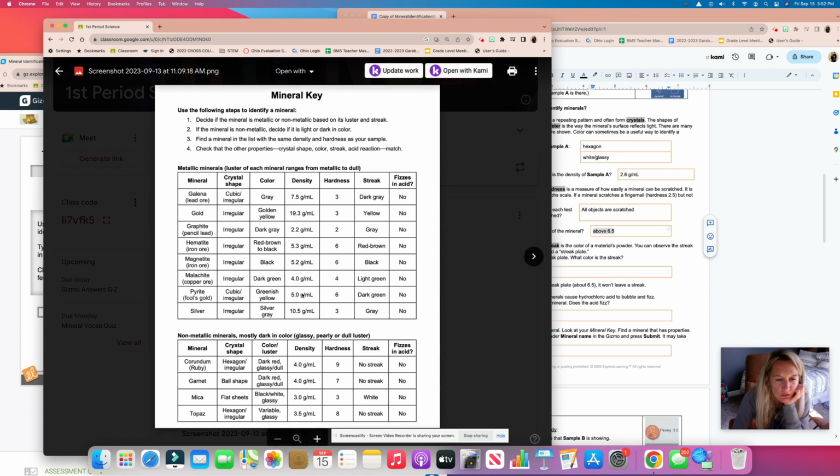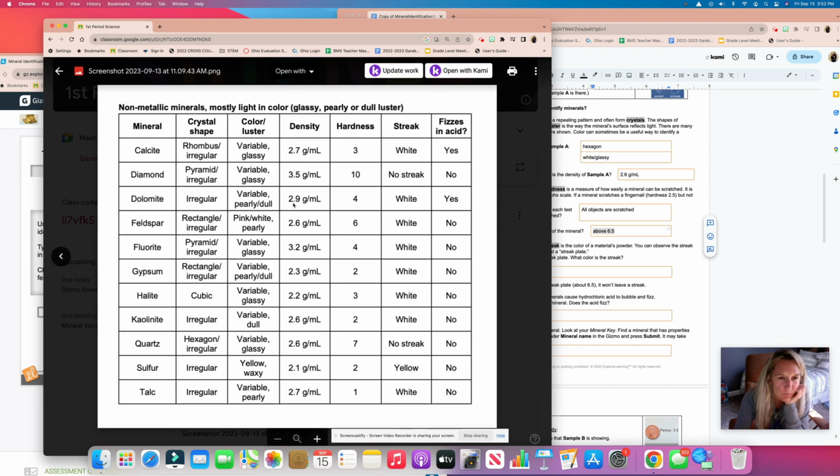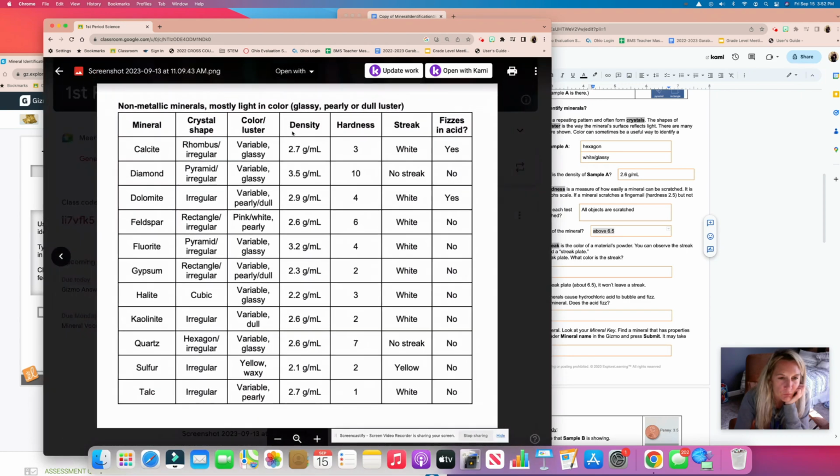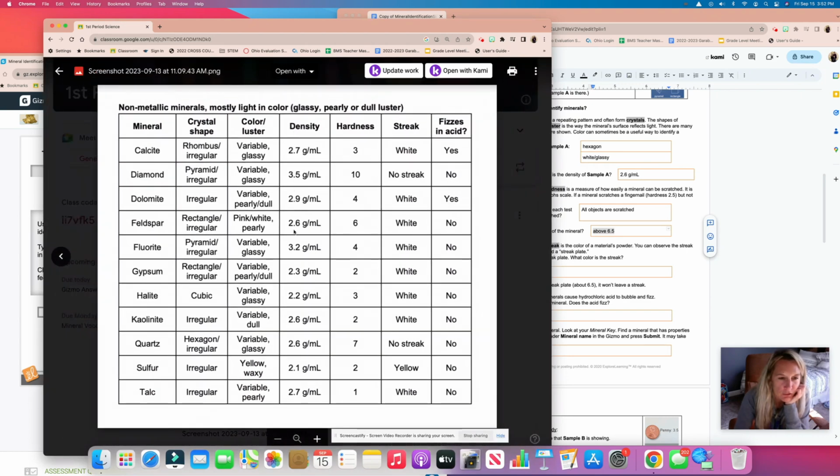So I'm going down, I don't see one here. Let's go to the next page. Oh, I'm zoomed in too far. All right, so it could be, here's a 2.6, and then here's a 2.6. So we've got feldspar, it could be, kaolinite, it could be, quartz, it could be.